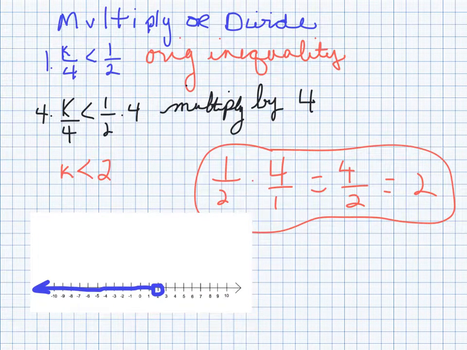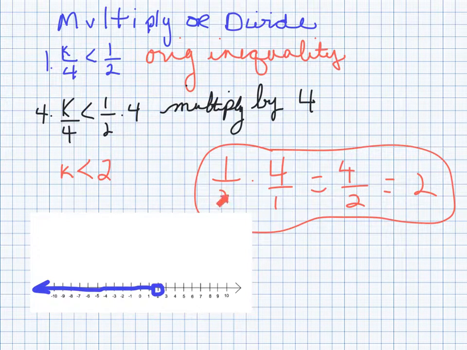Okay, so now let's talk about multiplying and dividing some more. We have k over 4 is less than 1/2. That's the original inequality. We need to get the 4 away here, so we're going to multiply. If you have a fraction or division here, you have to multiply to remove the denominator. So when we multiply both sides by 4, that cancels out the 4's, and then I end up with k, and 1 over 2 times 4 is 2.